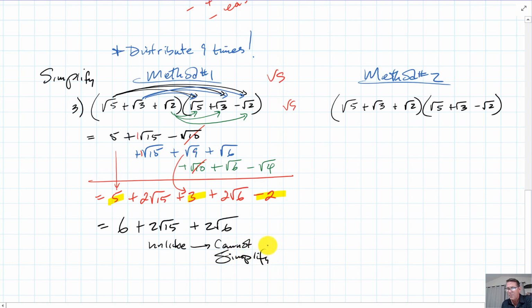Okay, so at this point, is there a different way of doing things? And the answer is yes, if you see structure. So, using structure.